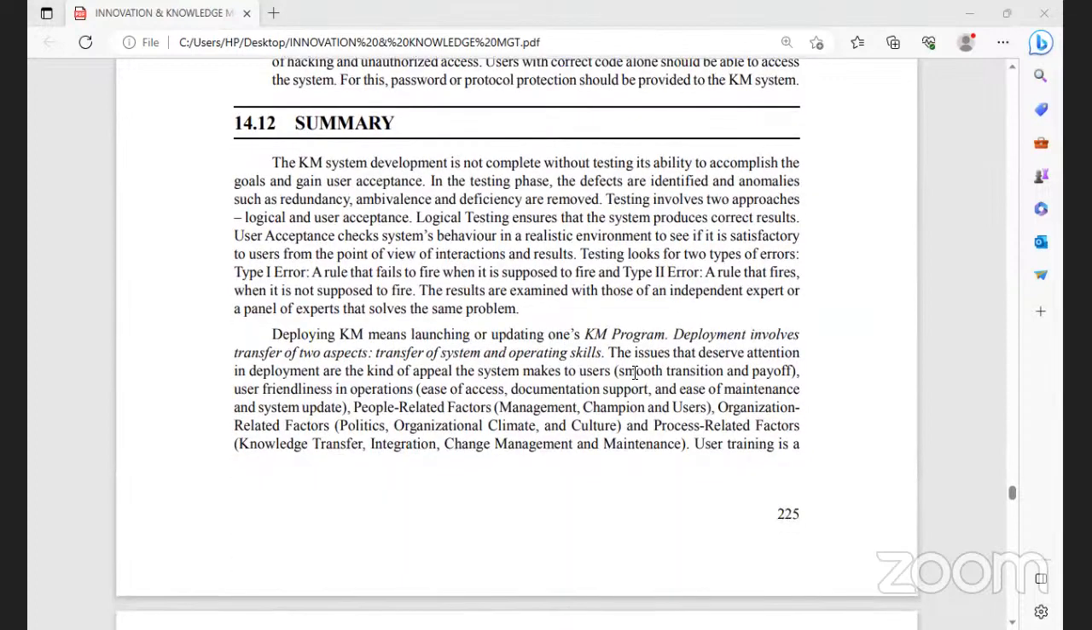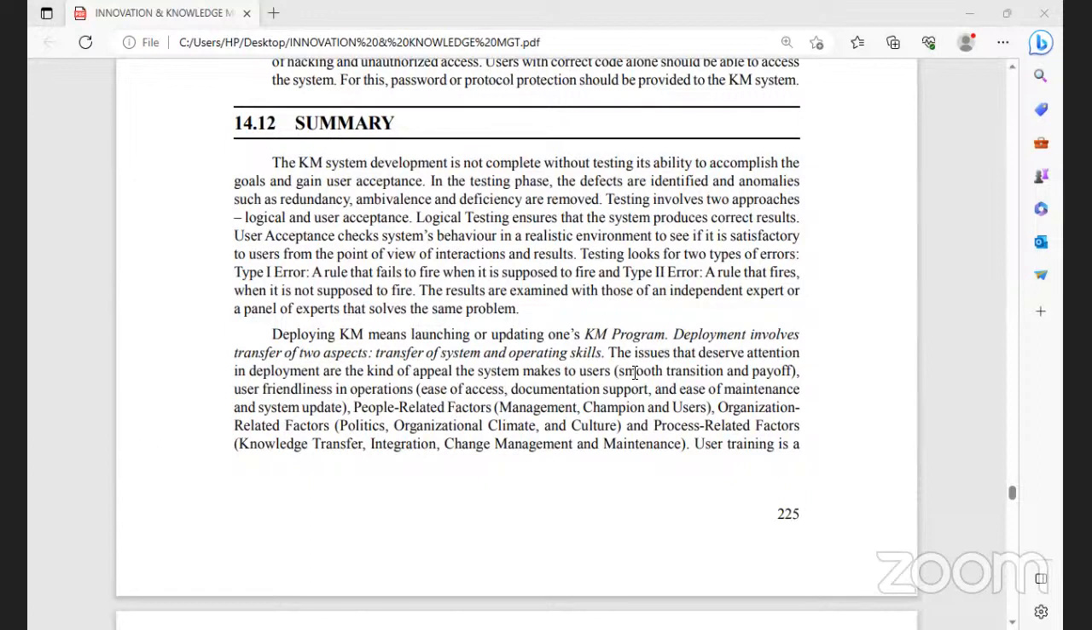Summary: the knowledge management system development is not complete without testing its ability to accomplish the goals of a particular user acceptance. In this testing phase, the defects are identified and anomalies such as redundancy, ambivalence, and deficiencies are removed. Testing involves two approaches, logical and user acceptance. Logical testing ensures that the system produces correct results. User acceptance checks system behavior in a realistic environment to see if it is satisfactory to users from the point of view of interactions and results.